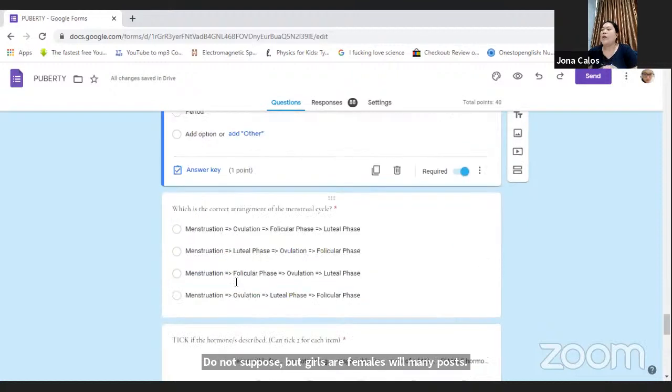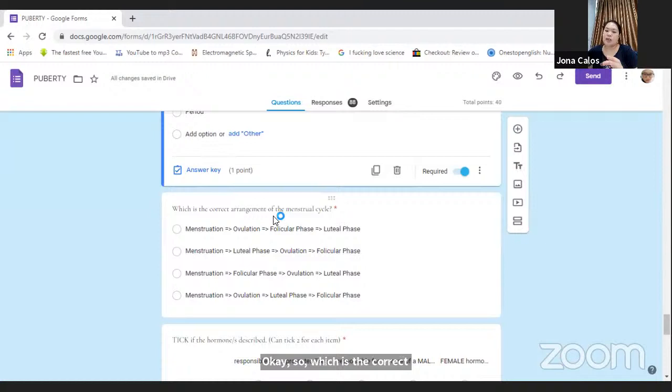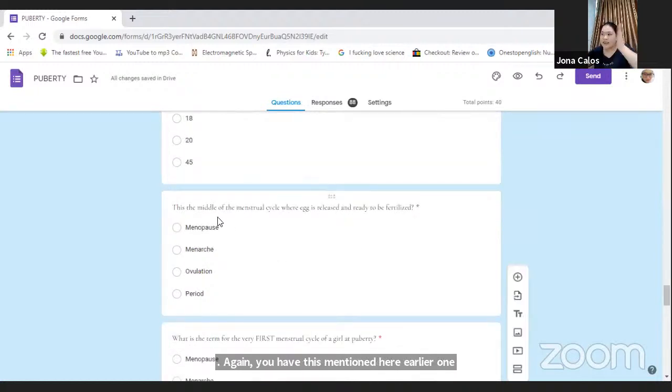Okay, so which is the correct arrangement of the menstrual cycle? You can start at any phase, but of course there should be an arrangement. So let's start here. Menstruation, ovulation, follicular phase, luteal phase. After menstruation, you don't ovulate right away. Again, it was mentioned earlier, what is the middle of the menstrual cycle? We mentioned here ovulation. So it should be in the middle. If there are 4, it's either on the second or the third.